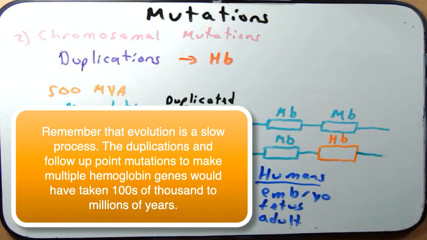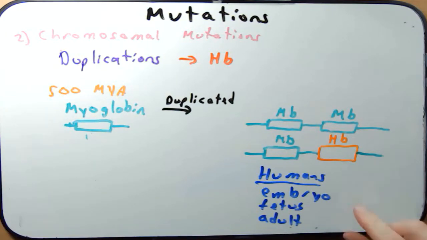Now, it's not just humans that have multiple hemoglobin genes. Throughout this process from 500 million years ago to present day, some animals have all of these and some don't. And that has led to humans being able to evolve into what we are today.